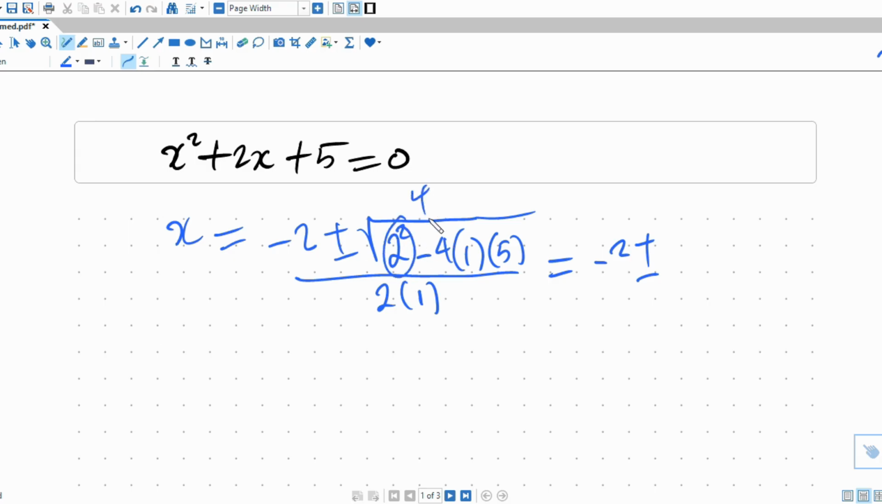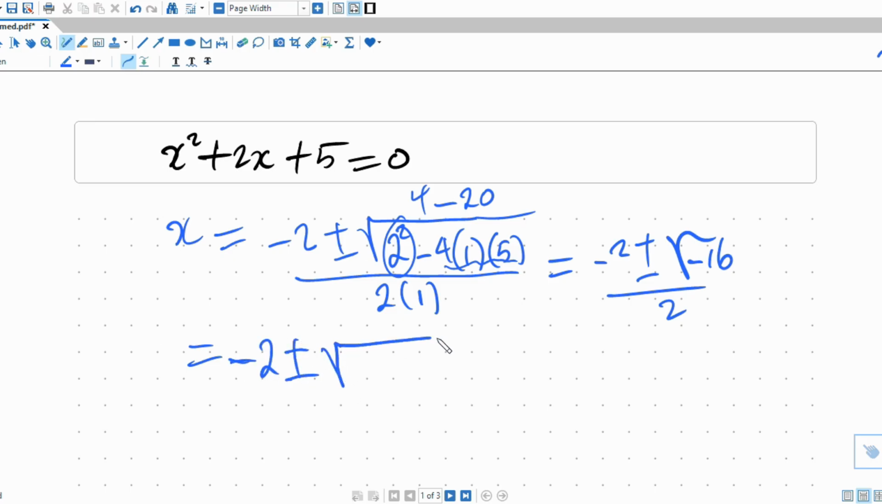here the square of this one is 4, and the product of all that is 20, so 4 subtract 20, we shall have -16, everything over 2. Now the square root of -16, we can try and split it, so that we shall have -2 plus or minus the square root of 16 times -1, everything over 2.